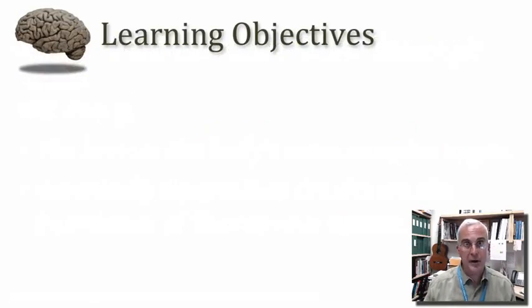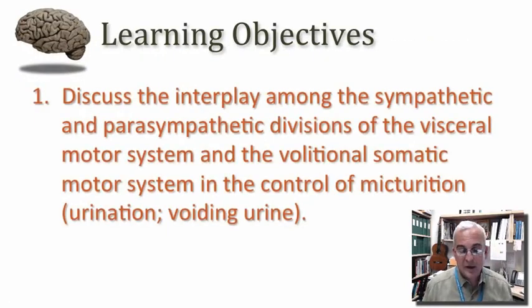So my learning objective for you in this part is that I want you to be able to discuss the interplay among the sympathetic and parasympathetic divisions of the visceral motor system, together with the volitional somatic motor system in the control of micturition. Well, just to be clear, what we're talking about is urination. It's voiding the bladder, expelling urine from our bodies.